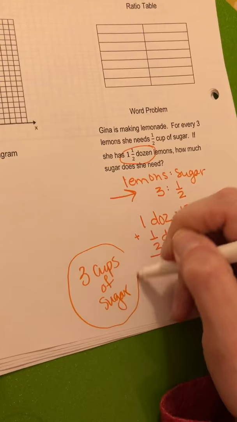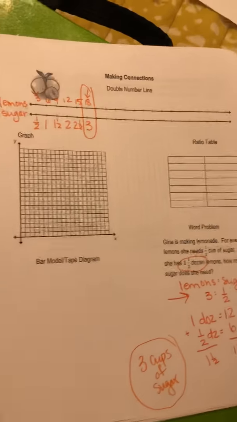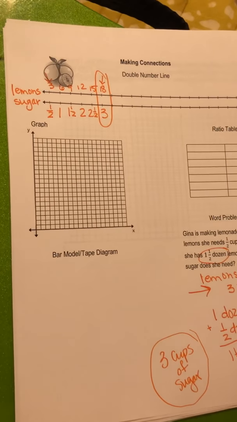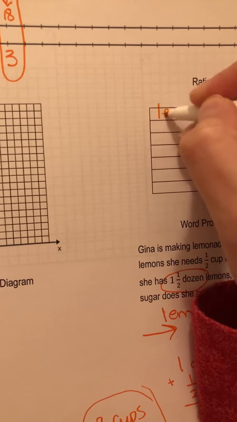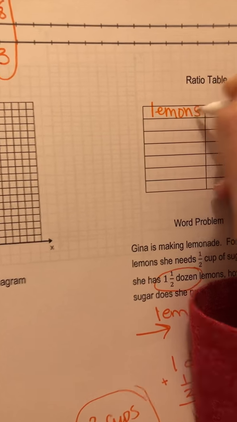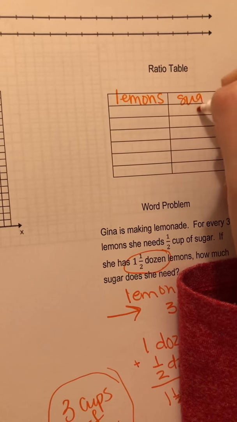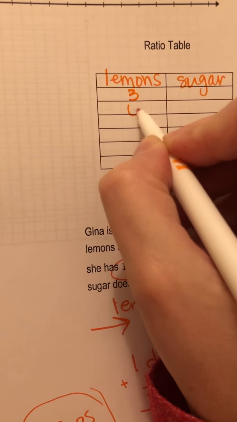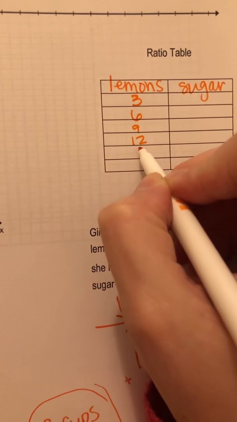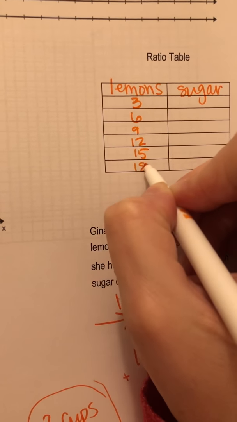And again, anytime that you need to pause to write some of this down, just hit pause on your computer. So now we're going to fill out our ratio table. And we're going to have lemons to sugar. And if you look at your lemons, 3, 6, 9, 12, 15, 18.